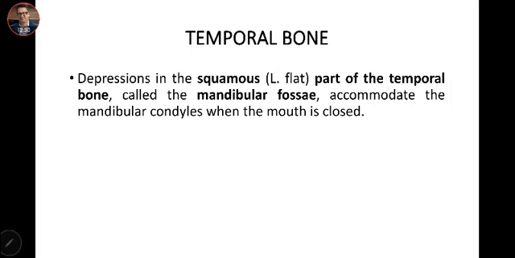So this is another important point on the temporal bone. The squamous part is visible in this norma basalis too. It contains a mandibular fossa, which accommodates the mandibular condyle when the mouth is closed. The mandibular condyle and mandibular fossa form the temporomandibular joint.